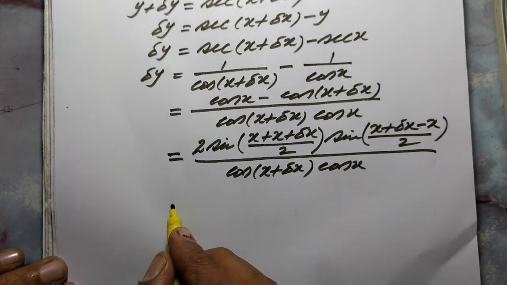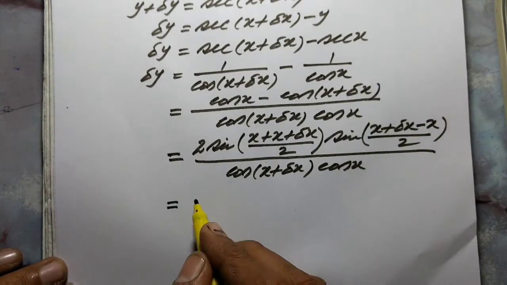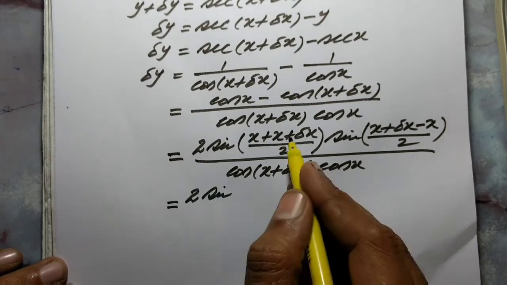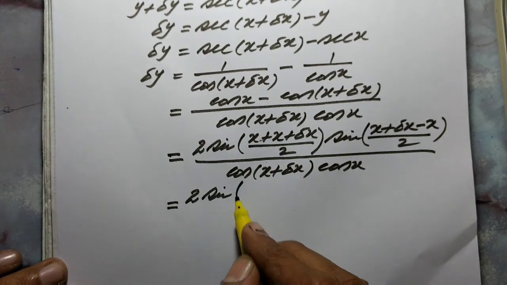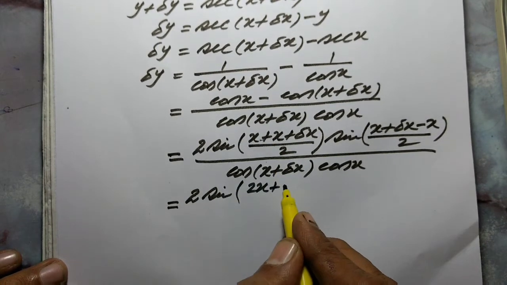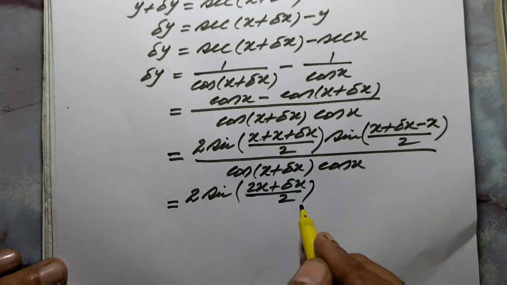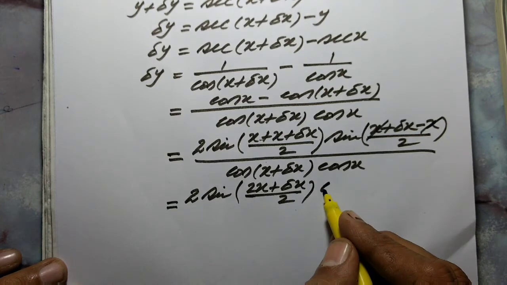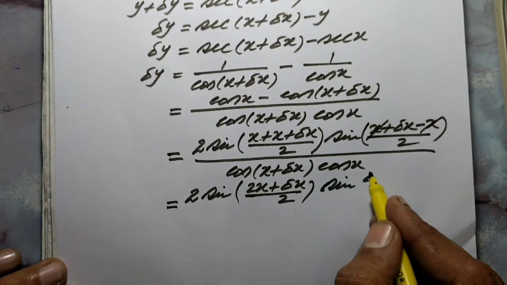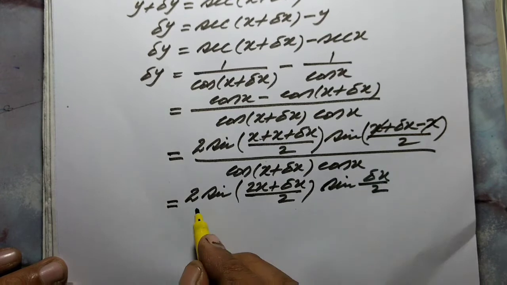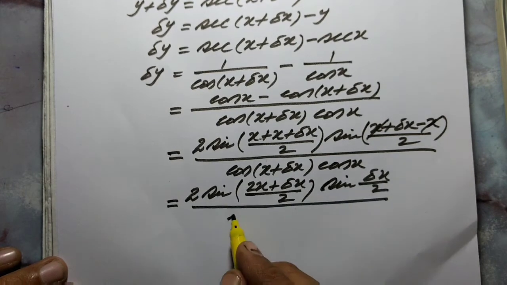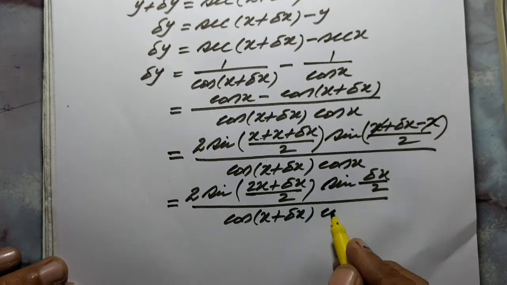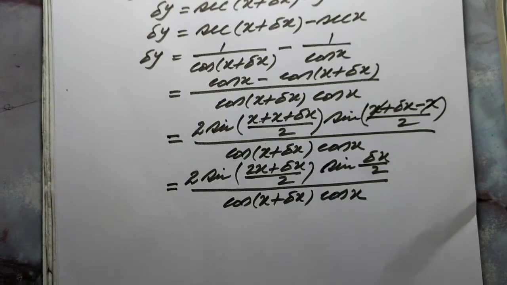Now here in the numerator we have 2 sine, in this bracket 2x plus delta x upon 2, and here negative and positive x are cancelled, and we have only sine delta x upon 2 divided by cos x plus delta x into cos x.